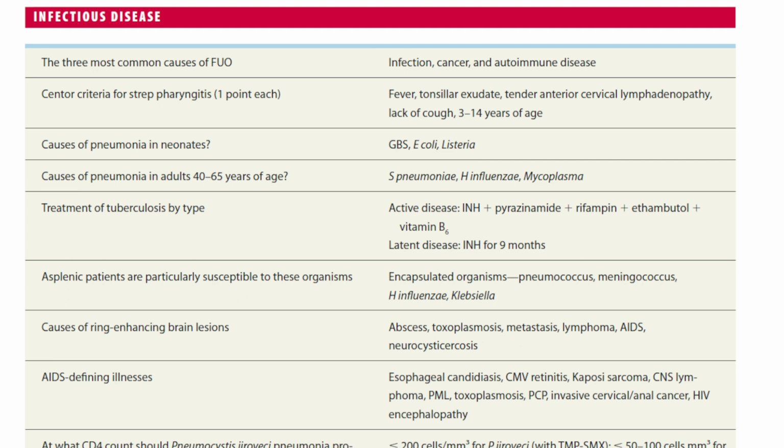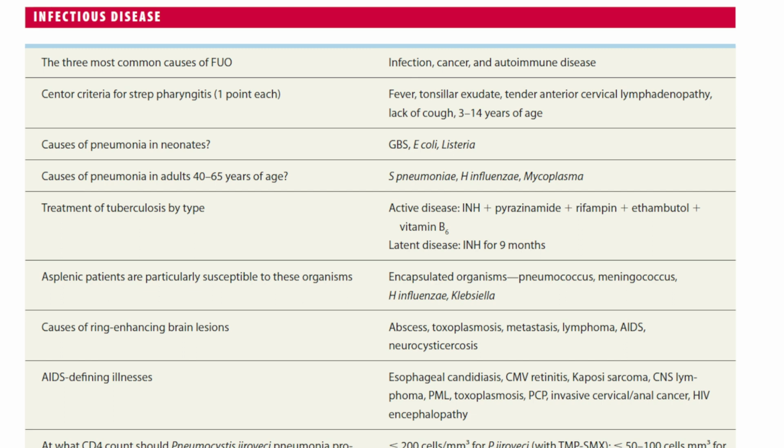Infectious disease. The three most common causes of FUO, or fever of unknown origin, are infection, cancer, and autoimmune disease.